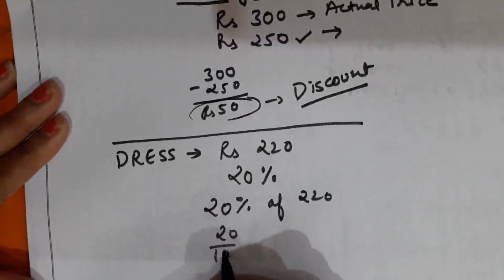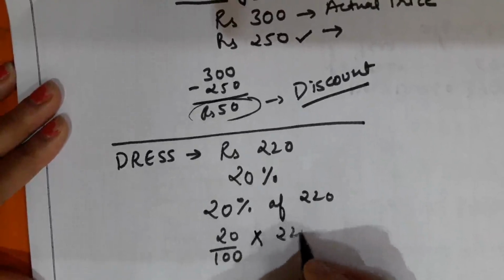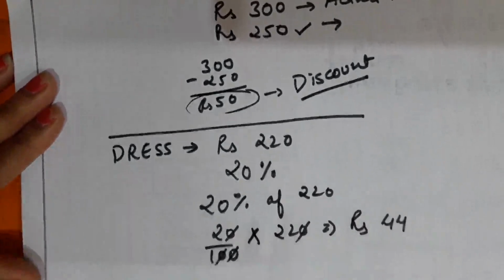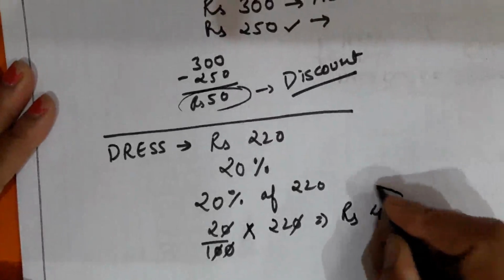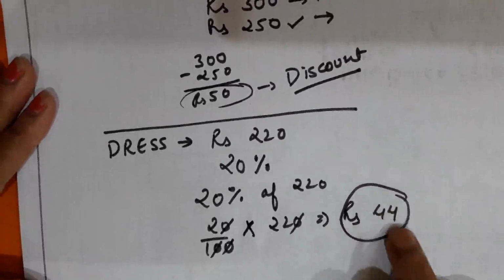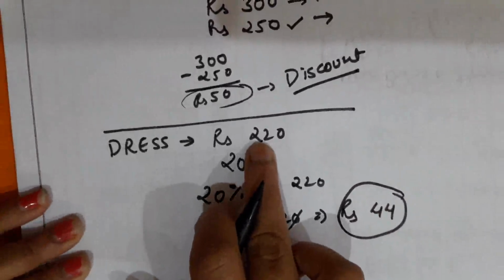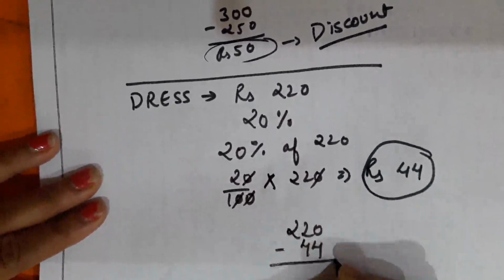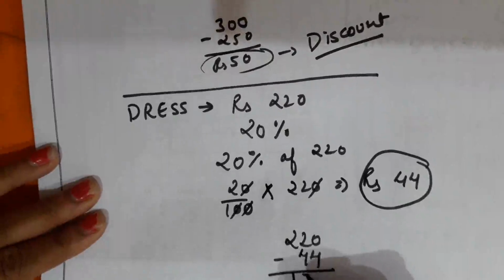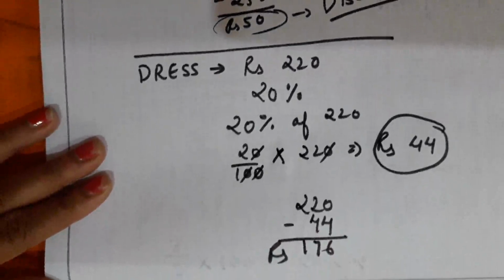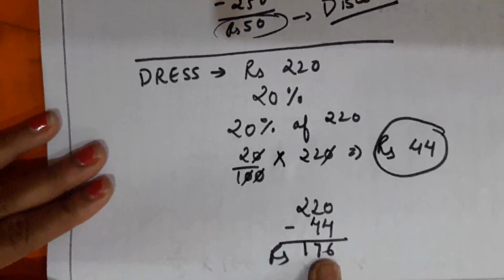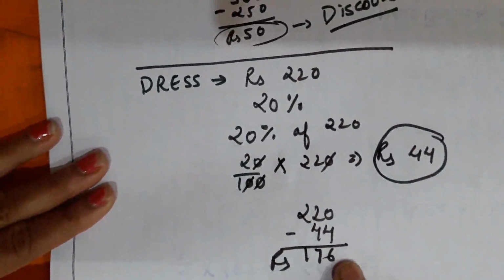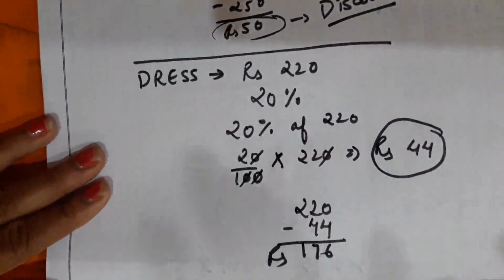So 20% means remove the percentage sign, you will get 20 over 100, so it means rupees 44. So it does not mean that you will get the dress at rupees 44. You have to subtract this 44 from this 220. So the actual price is 220, subtract this 44, so you will get 176. Instead of 220, your dress cost will be 176, because you are getting 44 rupees discount.